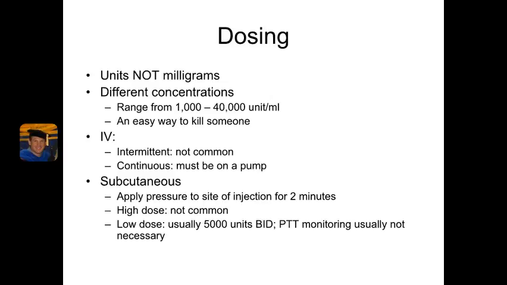If, however, all we're trying to do is prevent a clot, say a patient who's had a surgery and is at risk for a DVT, then you're going to give 5,000 units subcutaneously, BID or TID, depending on the patient's weight. When you give low dose, you typically do not have to monitor PTT. And that is going to be for subcutaneous only.